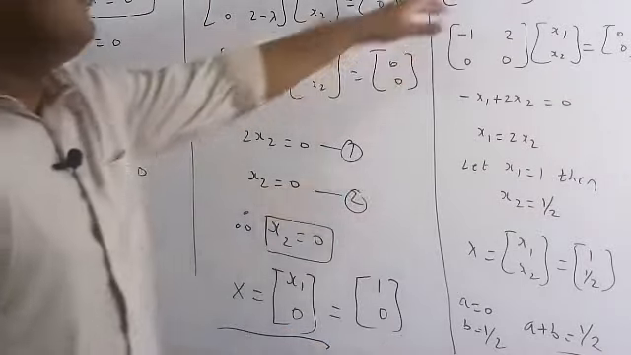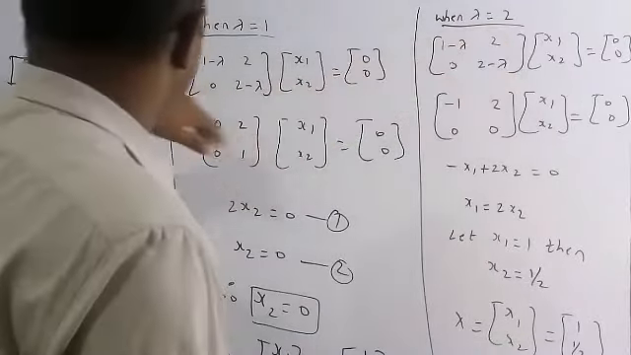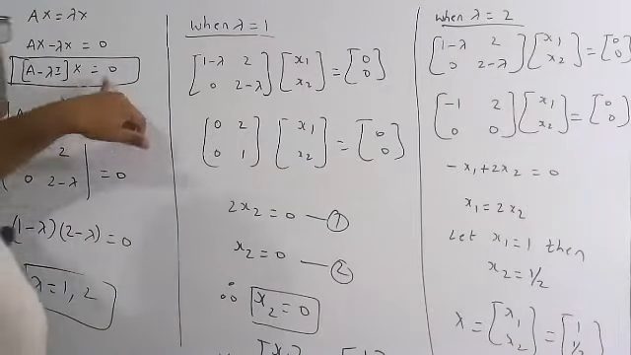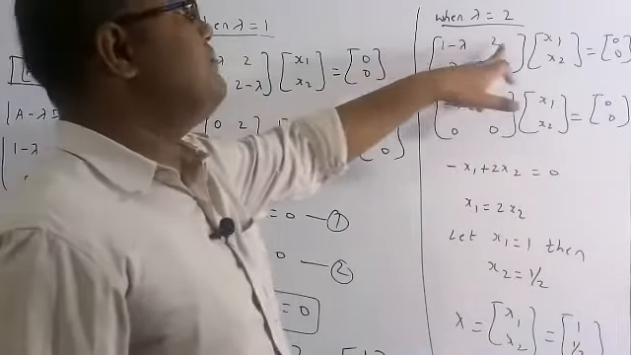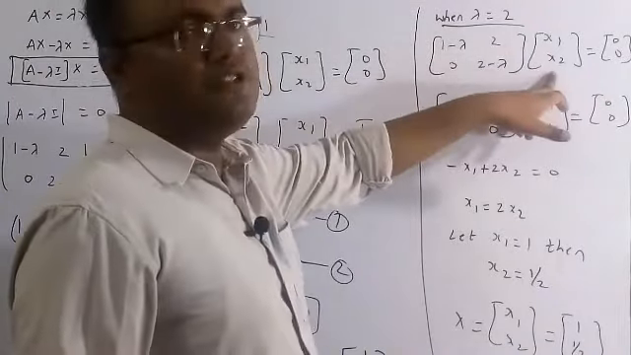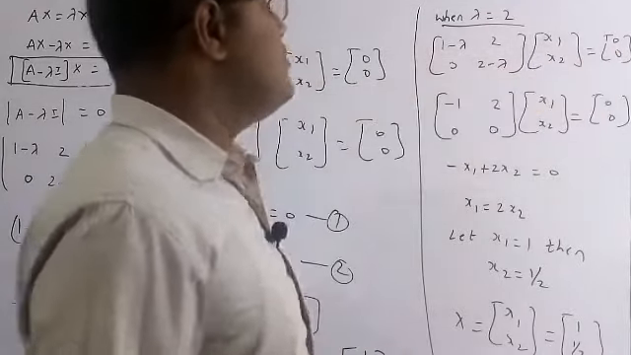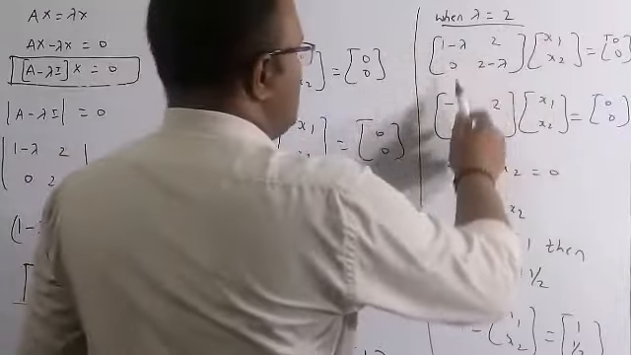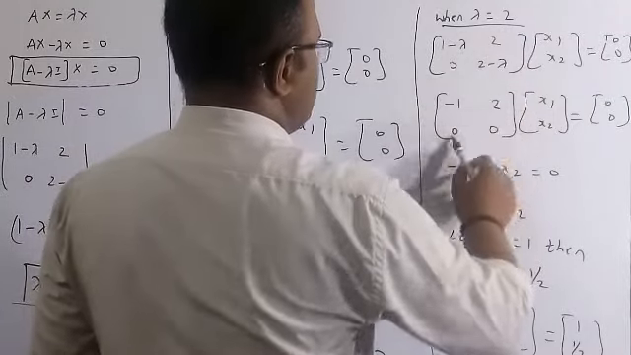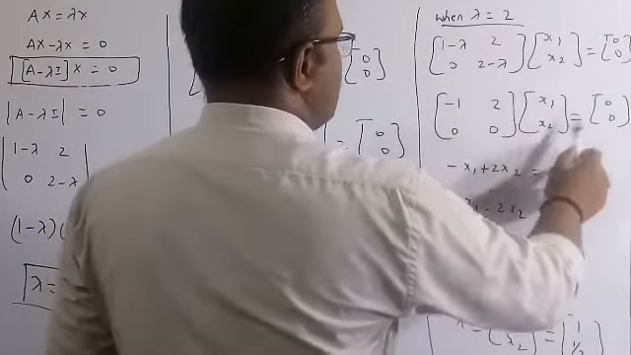Now for lambda equal to 2, same thing: A minus lambda into x is equal to 0. A minus lambda is 1 minus lambda, 2, 0, 2 minus lambda, and x is a column matrix x1, x2, equal to 0, 0. Now in place of lambda substitute 2. So 1 minus 2 is minus 1, 2, 0, 2 minus 2 is 0, times x1, x2, equal to 0, 0.